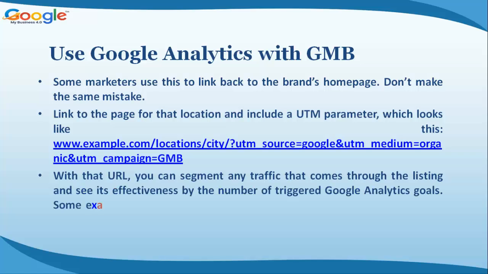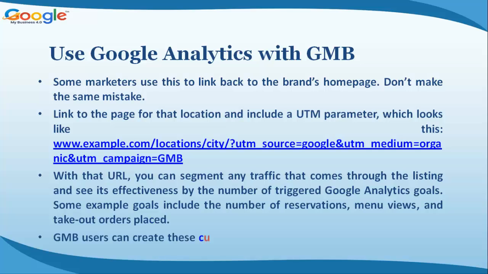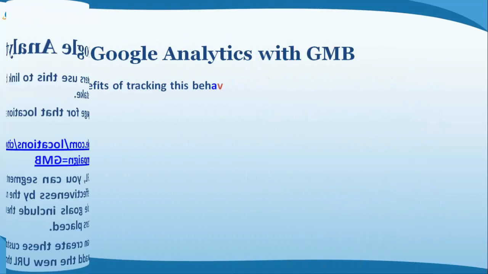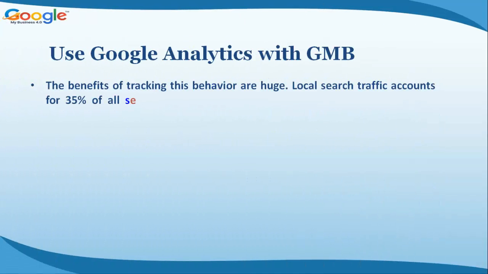With that URL, you could segment any traffic that comes through the listing and see its effectiveness by the number of triggered Google Analytics goals. Some example goals include the number of reservations, menu views, and takeout orders placed. GMB users can create these custom URLs through the Google Campaign URL Builder, then add the new URL through the GMB dashboard. The benefits of tracking this behavior are huge.